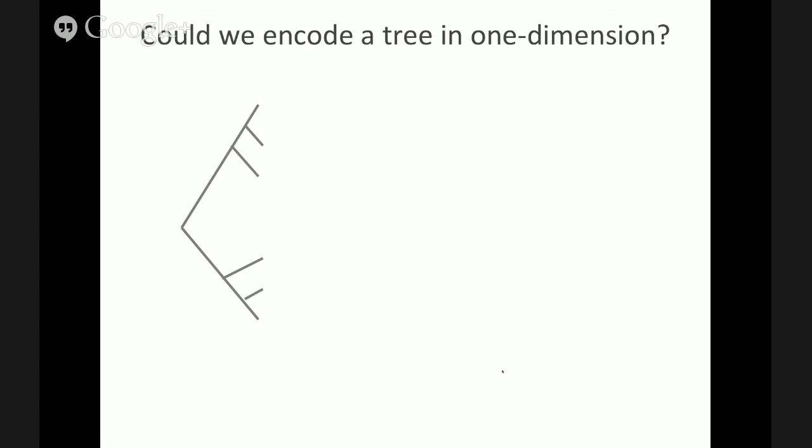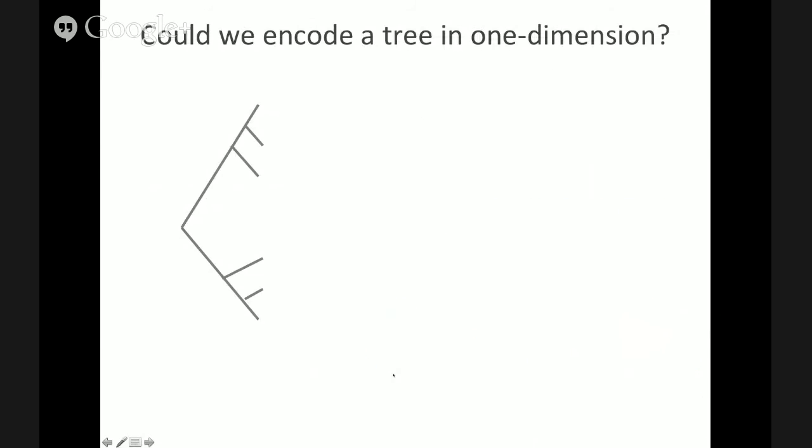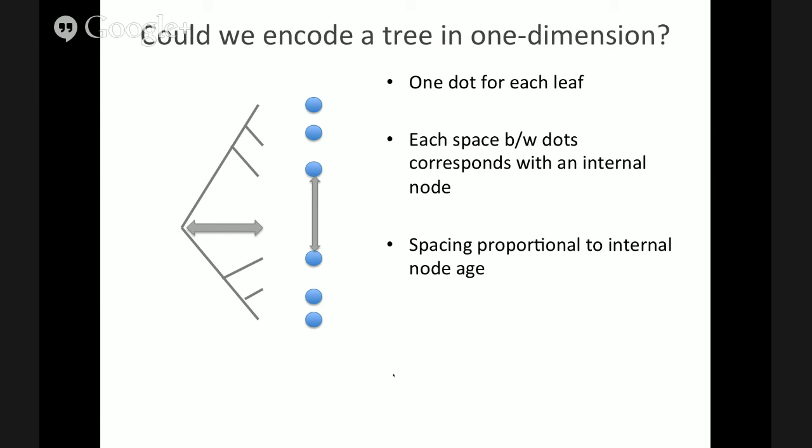So I briefly thought about how to tackle this, and I thought about what we could do if we take this local tree visualization, but compress the tree drawing, have it take up less visual real estate. That is, could you visualize a tree in just one dimension? One thing that I found that worked was to draw one dot for every leaf of a tree, draw them vertically, and then let the spacing between each dot represent one internal node.